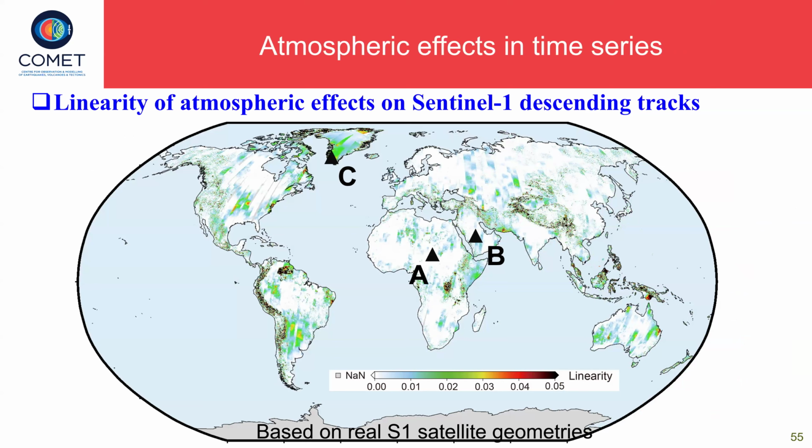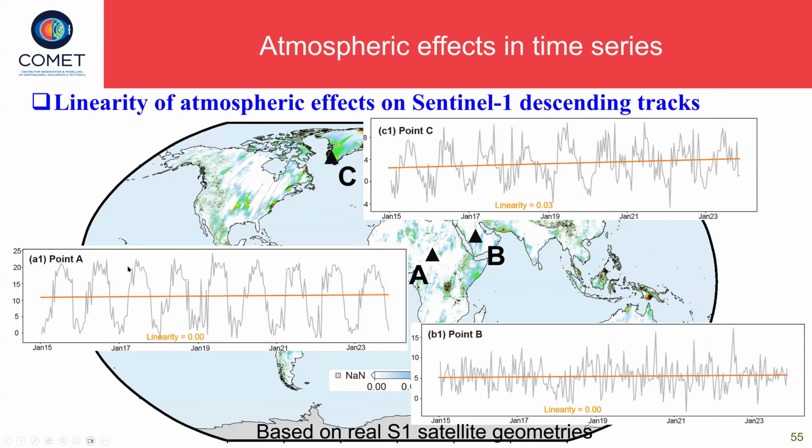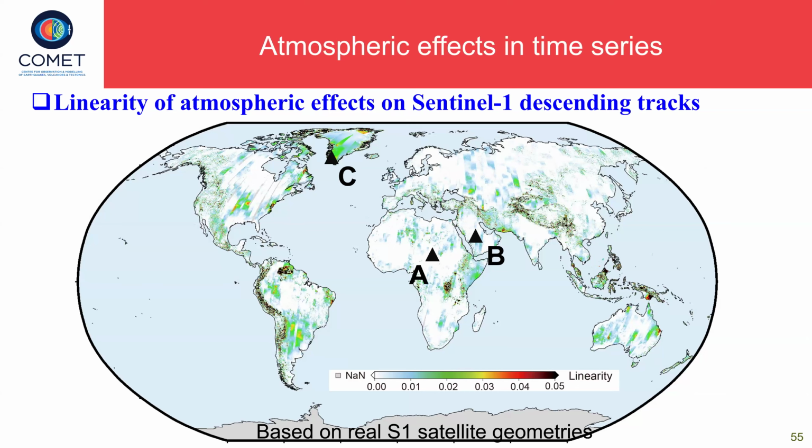time series. For example, in this case, there is some linearity of the tropospheric effect on Sentinel-1 InSAR measurements. In point A, in the tropical regions, there is low linearity, caused by the tropospheric error. But for point C, you get a slightly larger linearity, which means the tropospheric error is linear through time, which is quite similar to an interseismic deformation. So it is difficult to distinguish between the two, which will cause a big problem in interseismic studies. So this is the linearity of the atmospheric effect on InSAR time series.